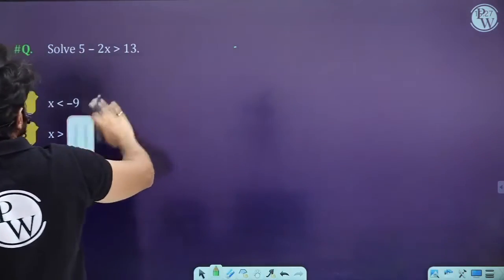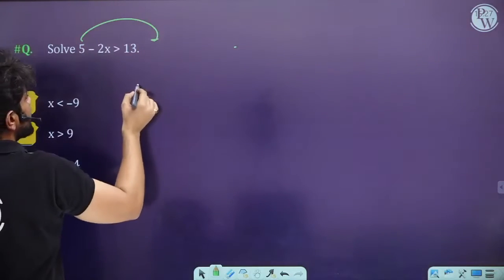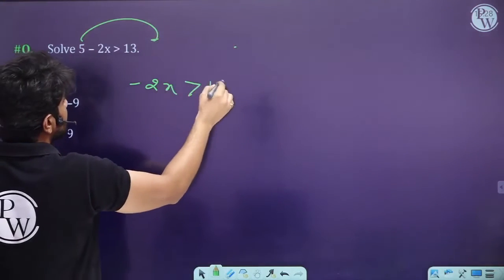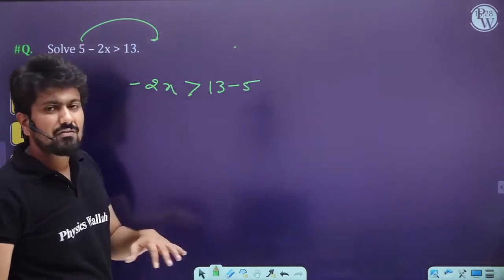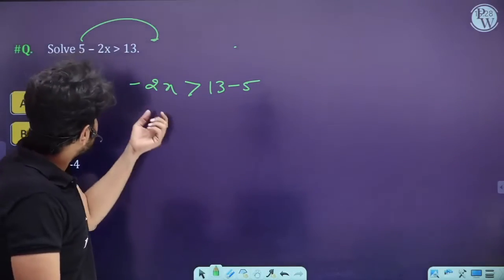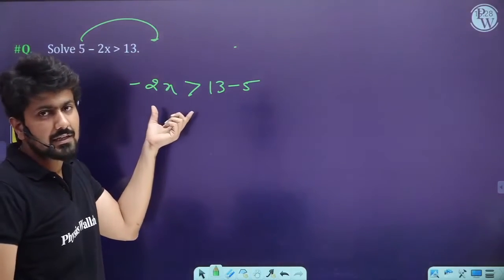So what I'm doing over here, I'm sending this 5 to the right hand side. So we have minus 2x greater than 13 minus 5. Plus 5 will go to the right and it will become minus 5. We have only the minus 2x term in the left hand side, right?